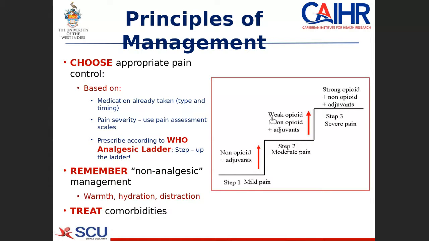For moderate pain, we talk about using a weak opioid along with your non-opioids and your adjuvants if necessary. And with step 3, which is severe pain, you substitute your weak opioid for a strong opioid while at the same time maintaining your non-opioids and your adjuvants. The key thing to remember is you're going to start your pain medication at the appropriate level. So if somebody is in severe pain, there's no point in giving them paracetamol and ibuprofen. You have to start them at what is recommended for step 3, which is severe pain.